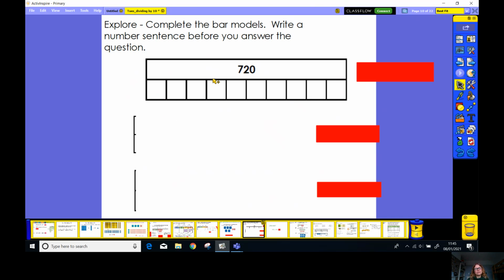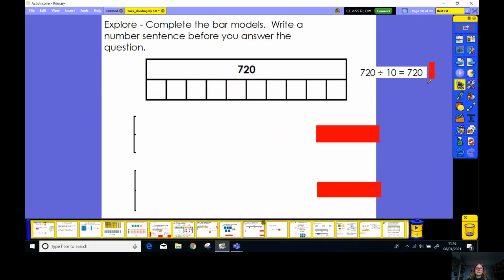Let's count how many parts I'm going to divide it into. 1, 2, 3, 4, 5, 6, 7, 8, 9, 10. So I'm dividing 720 by 10, and I want to see what number I'm going to put in each box. Now remember, the bar model doesn't help us calculate our maths, but it helps us see our maths really nicely, doesn't it? So 720 divided by 10 equals. Have a go at working that out now, so pause the video.